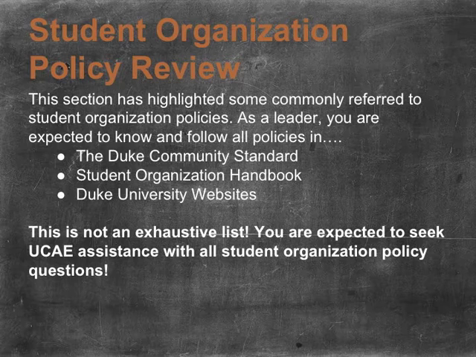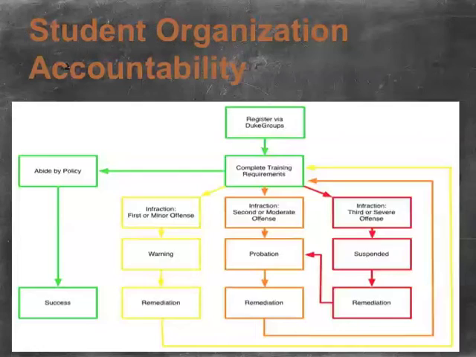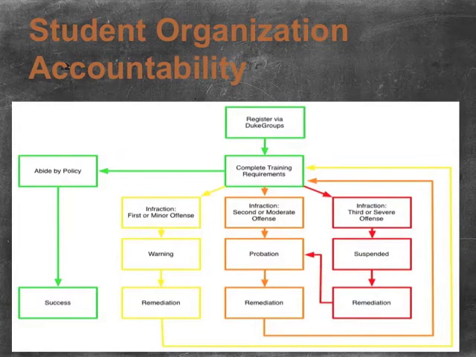Student organizations who do not maintain a basic compliance with university requirements or fail to abide by Duke policies are subject to consequences including, but not limited to, loss of privileges. Our goal is to help student organizations be successful. Please make it a priority to register your organization via Duke groups, complete all training requirements, and abide by all university policies. Remember, if you need assistance, please seek UCAE support.